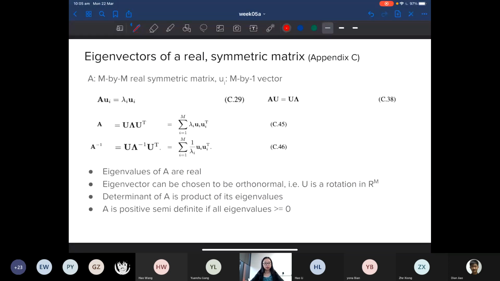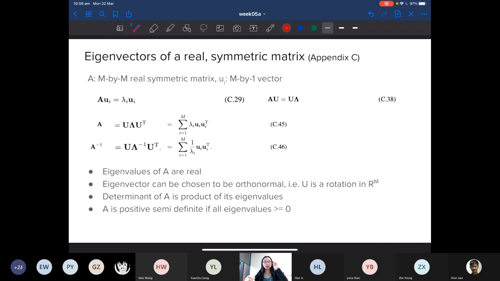So let's get started. Eigenvectors and eigenvalues are useful concepts. And to be honest, I didn't know how useful they are until I learned PCA. This material is covered in a bit more detail in Appendix C.